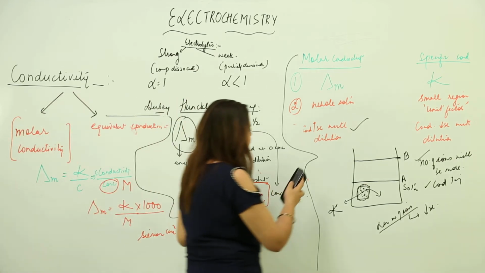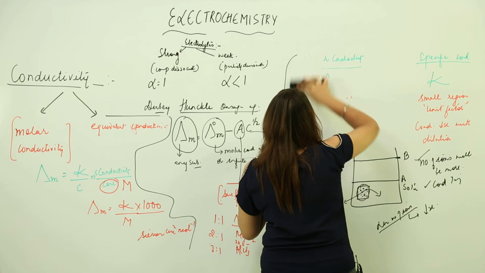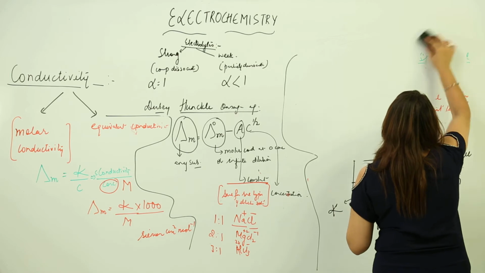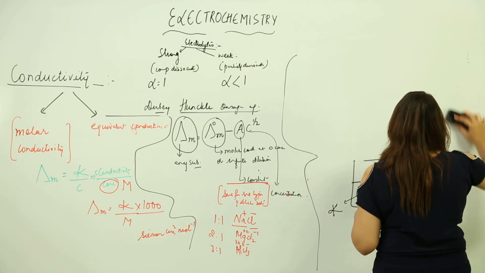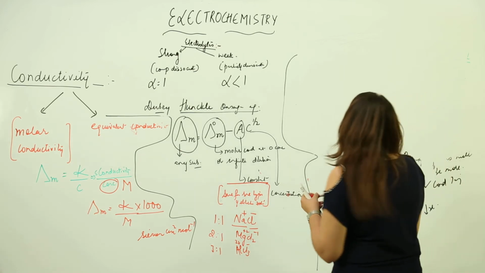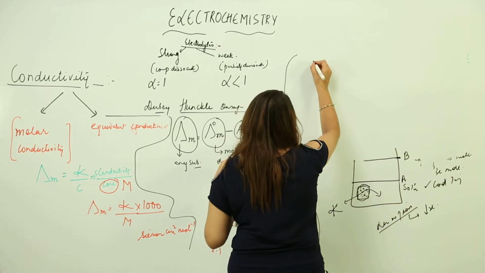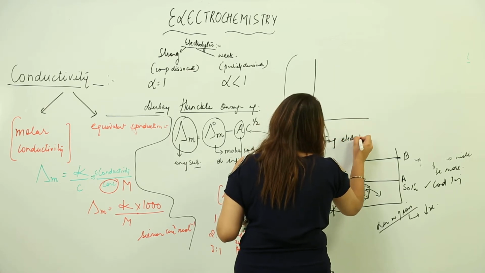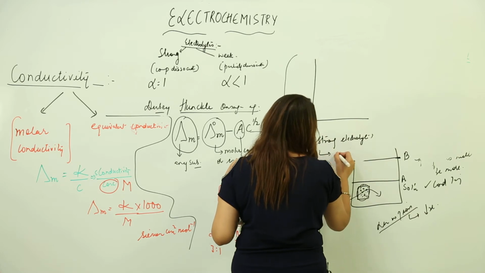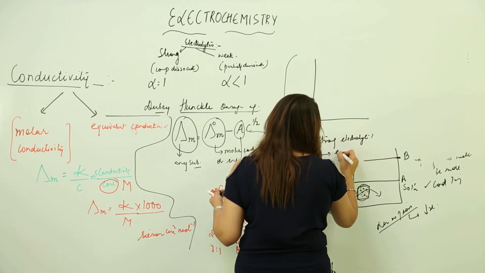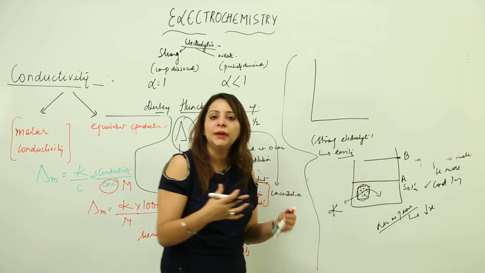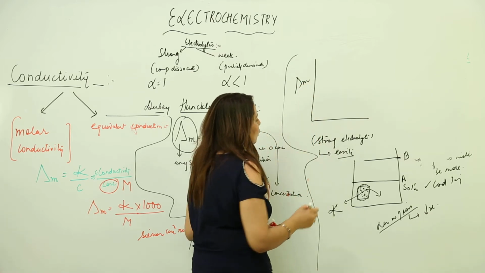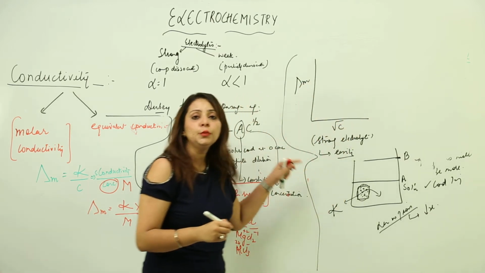So let's draw a graph first. Suppose I am going to draw a graph for a strong electrolyte first. I am going to see how the conductivity gets affected with a change in concentration. The conductivity for a strong electrolyte is higher, therefore we can easily calculate it, explain it, and plot it. So suppose this is my molar conductivity for any strong electrolyte and this is the concentration. I am going to plot a graph between them.